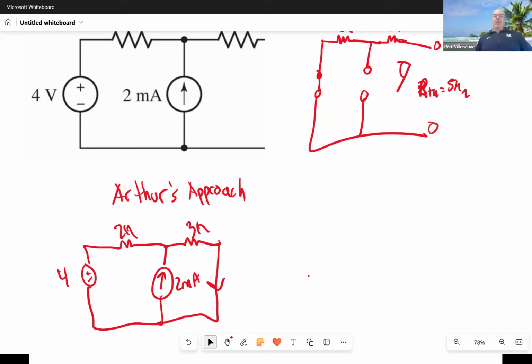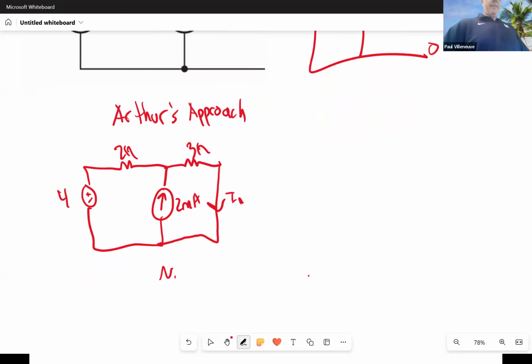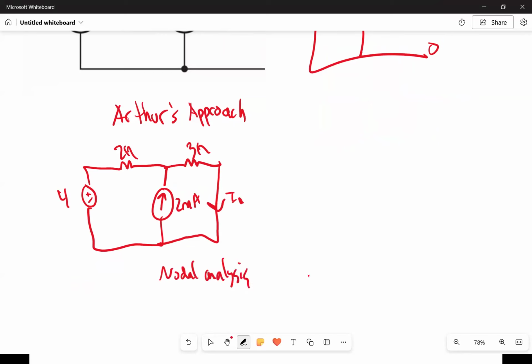This is Arthur's approach. And then he calculated I Norton by doing nodal analysis, correct? Yes. And I defined that bottom node as the reference node. Yep, that's perfectly fine. So we had one agreement with Arthur's approach. Anybody else okay with Arthur's approach? Nobody? I'm good with it. You good with it? So, did anybody have a different approach?